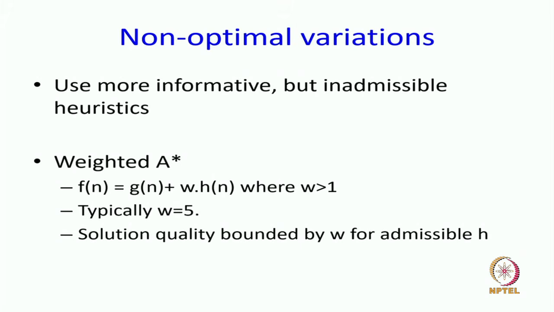Basically, weighted A star says that instead of doing Gn plus Hn, do Gn plus W times Hn, and W is called the weight in the weighted A star algorithm.